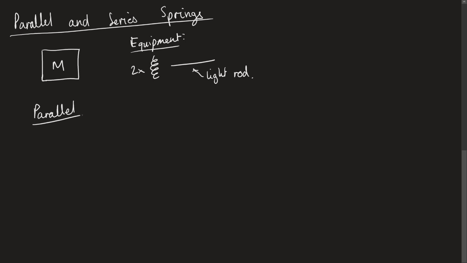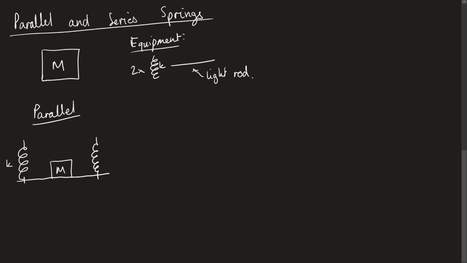If I put them in parallel, how I'm going to do that is I'm going to have a spring on this side. These are identical springs, so they both have a spring constant K. And that's going to hold a light rod. Then on the other side, I'm going to have an identical spring that's also holding that. And I'm going to attach a mass M on the rod. So instead of hanging it down, I'll just put it there.